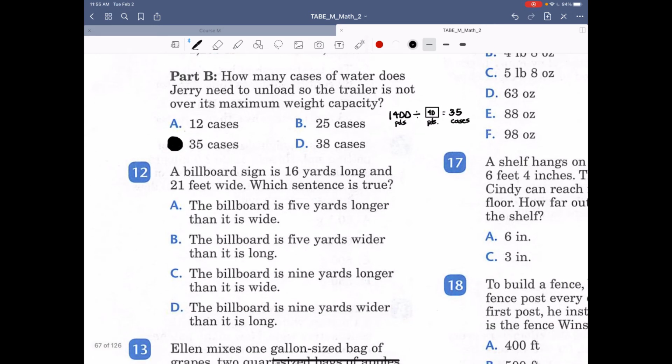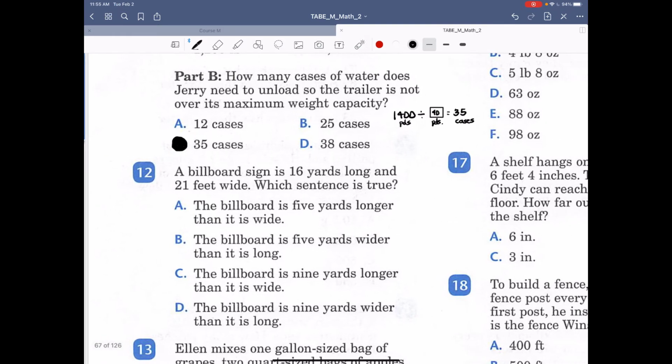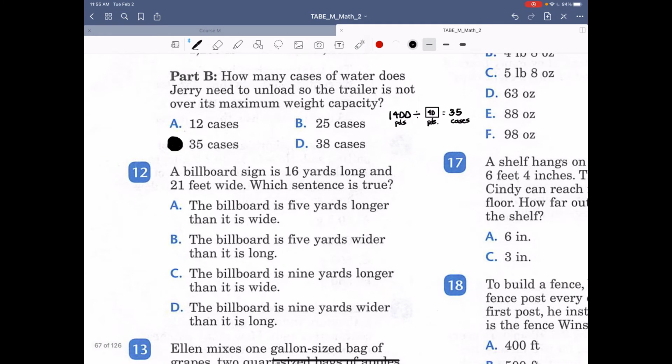Number 12. A billboard sign is 16 yards long and 23 feet wide. Which sentence is true? Well, the first thing I'm going to do is draw myself a picture. And it is 16 feet long.